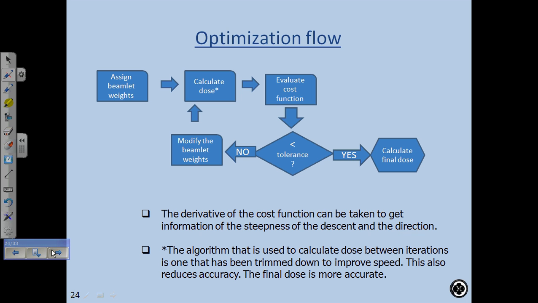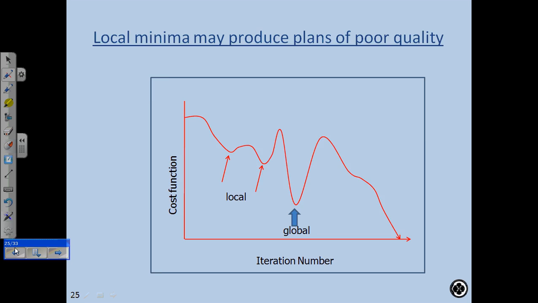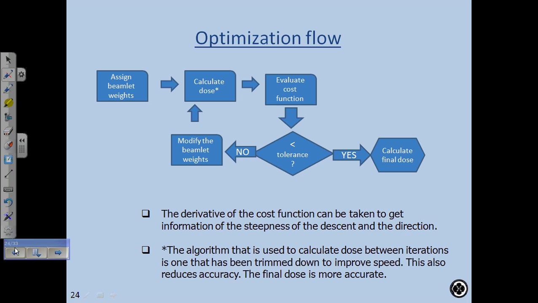Okay, good. The derivative of the cost function can be taken to get information from the steepness of the descent of the direction. Let me see. I have a cost function. So the optimizer takes the derivative of the cost function because you want your cost function to drop. If your derivative is 0, it's not changing. If your derivative is negative, it's dropping. If your derivative is positive, it's increasing. So the optimizer knows which way it's going. If it's going the wrong way, it's going to reverse what it did. So it uses the derivative to calculate the descent.